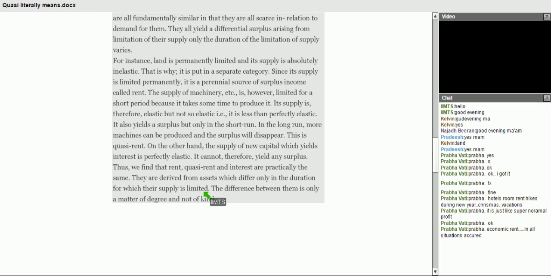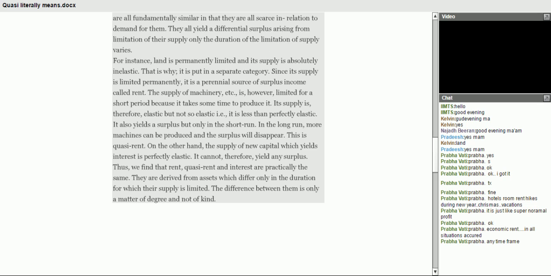So they are derived from assets which differ only in the duration for which the supply is limited. So the difference between them is only a matter of degree and not of kind. Means it's just about the degree. Means in case of land we can earn a lot of quasi-rent, but in case of machinery and other factors like capital, we can earn a very small portion of the quasi-rent.